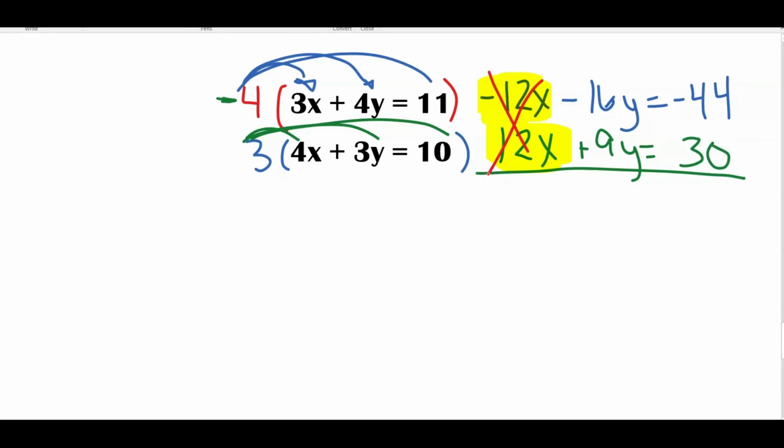So sometimes you have to multiply one equation to create opposites. Sometimes you have to multiply both equations to create opposites. I would still solve these exactly the same way we did the other equations. All right, and that's pretty much all there is to solving by elimination.